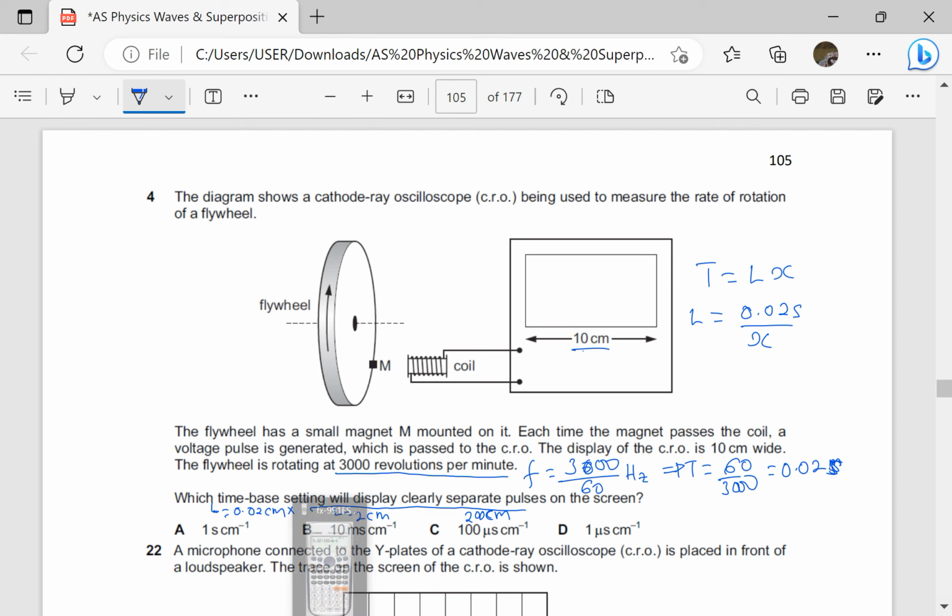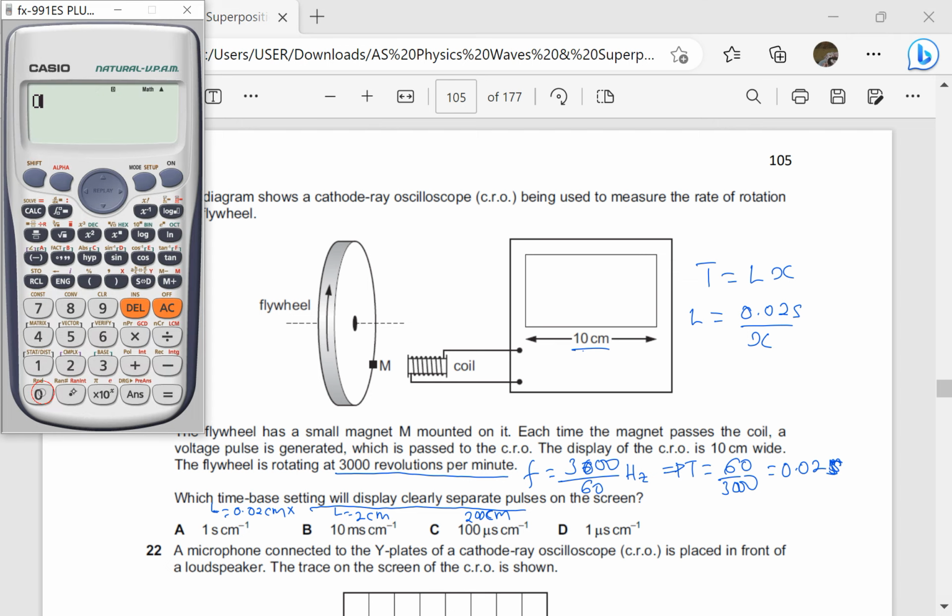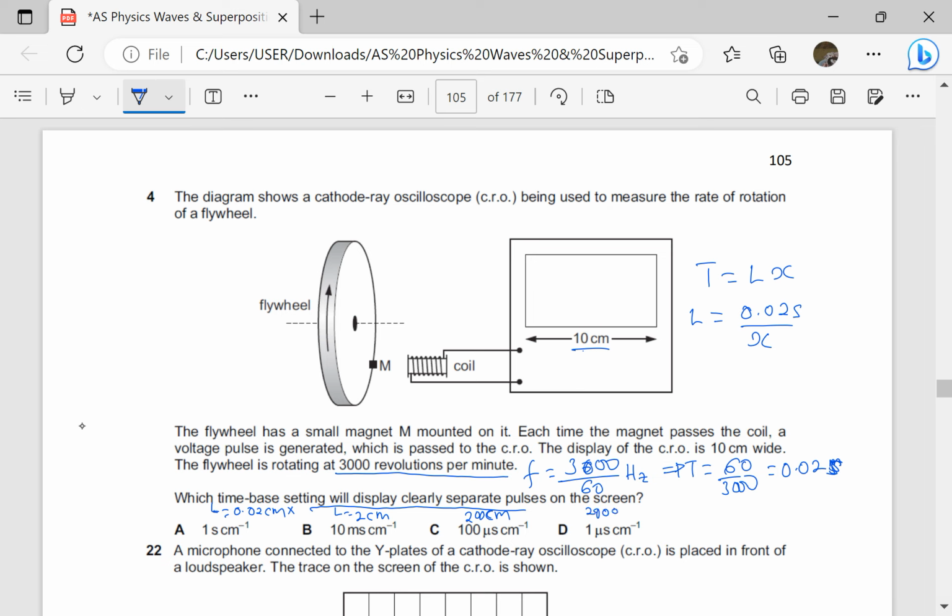Let's check the last one. 0.02 divided by 1 exponent -6, because it is micro, gives 20,000. So this one gives us L as 20,000. This one can also not fit on the screen, so our answer is going to be B.